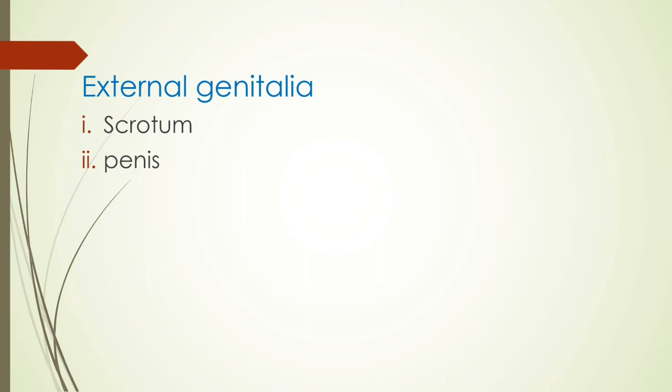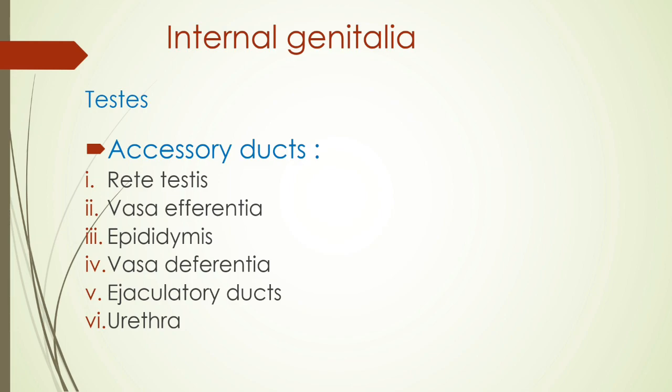The genitalia that are present inside the body, or the genitalia that cannot be seen externally or morphologically, these genitalia are called the internal genitalia. So the internal genitalia contain the pair of testes. Okay, so there are two testes found as internal genitalia.